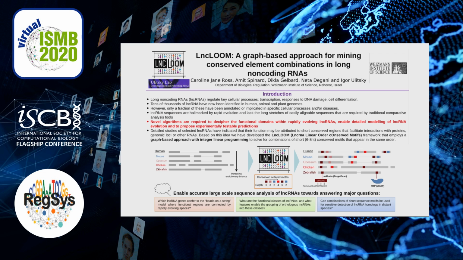The input to LncLOOM is a set of sequences which we then order as a set of layers based on increasing evolutionary distance, and this we use for the graph construction. LncLOOM then searches for combinations of motifs that appear in the same order at different depths within this graph. We then compare these conserved elements to binding sites of microRNAs, and we use eCLIP data to determine if these elements may correspond to sites of RNA binding proteins.